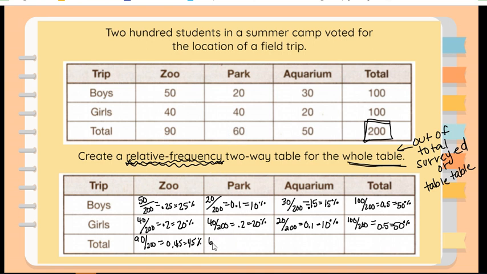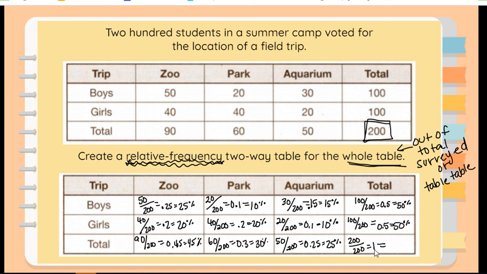Total for park is 60. So 60 out of 200. And if you're making this on your paper, you're doing the exact same thing as me, okay? If you're filling in the notes, you're just filling in these blanks the same as I am. So that's 30%. And aquarium total would be 50 out of 200. 50 out of 200 divided in your calculator is 0.25, which is 25%. And last but not least, 200 out of 200 equals 1.